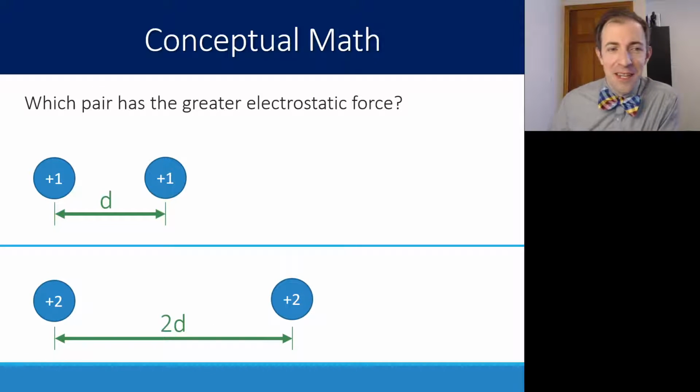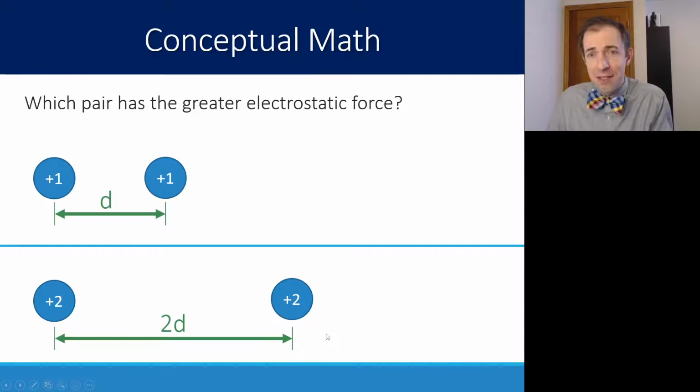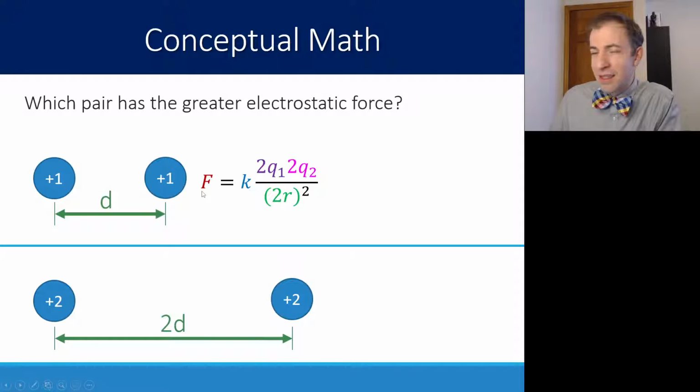All right, so here's a scenario that's been simplified a little bit. I've got 2 plus 1 charges that are a distance d apart, and then 2 plus 2 charges that are a distance 2d apart. Which pair has the greater electrostatic force? Well, notice now I am changing multiple variables. I am changing each of the charges, and I'm changing that separation distance. I'm doubling everything.